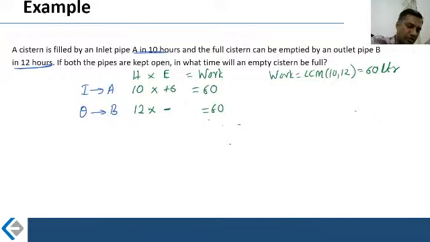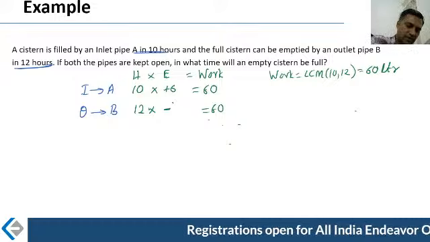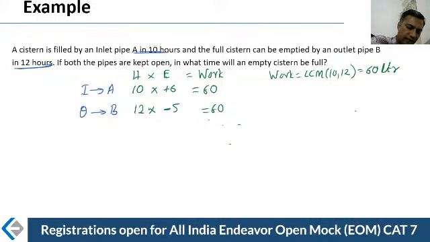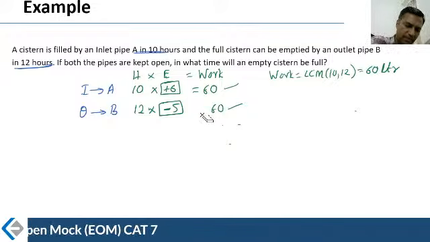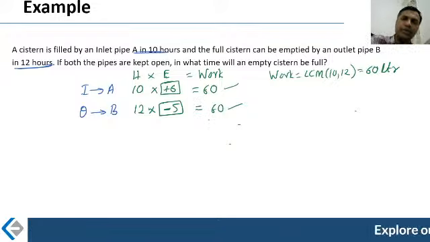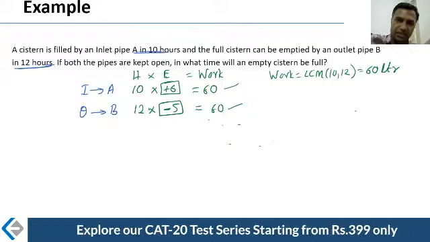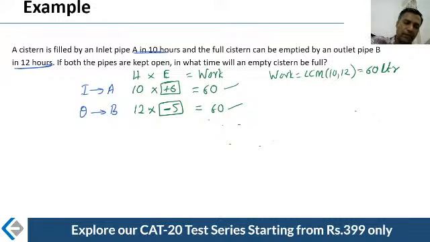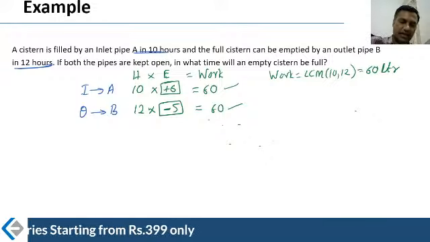So what is the efficiency here? The efficiency is minus 5. Keep these numbers in mind. The idea is writing this efficiency. Now don't debate that 10 into plus 6 is 60 and 12 into minus 5 is minus 60. That's fine, it is emptying. You can write plus 60, minus 60, it does not really matter to me. What matters here is whether the tap is an inlet pipe or an outlet pipe. You need to be mindful about the pipes there.